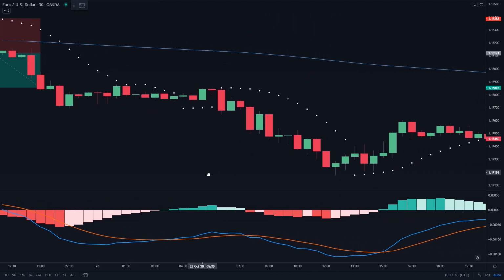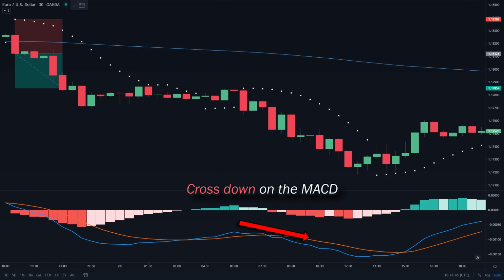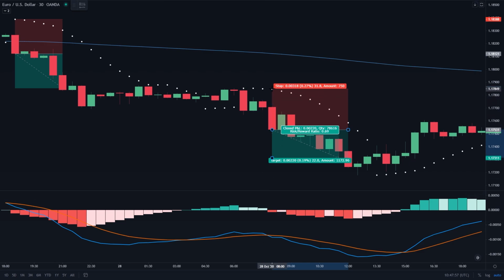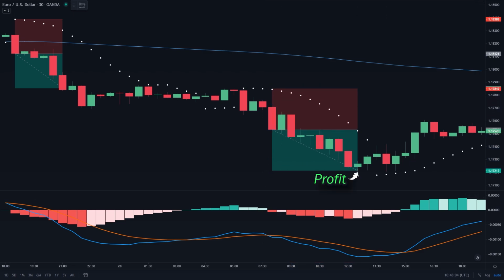And right over here, we spotted another cross down on the MACD. Then, you look at the position of the dot, which in this case is above the candle, which means this will be another valid short entry. Next, place your stop loss and profit target, and as you can see, this one ends up hitting this candle right over here. So, that's enough examples. Let's get straight into the 100 trade backtest.